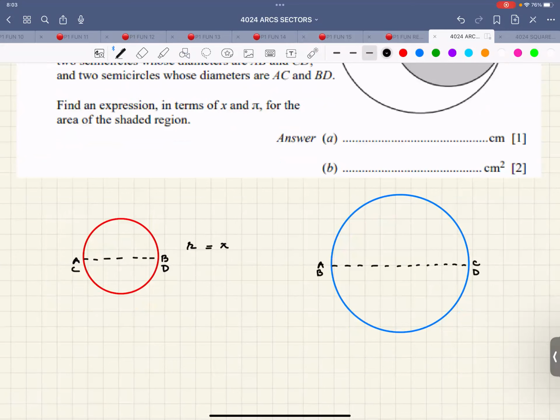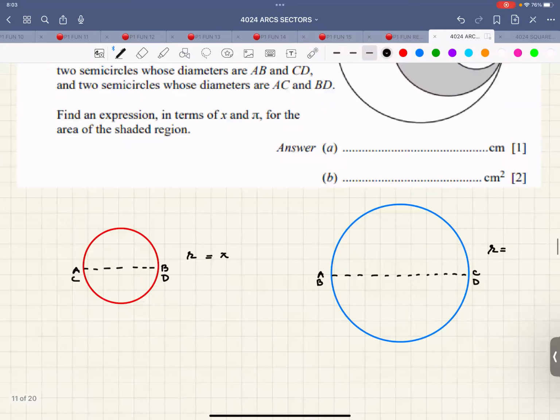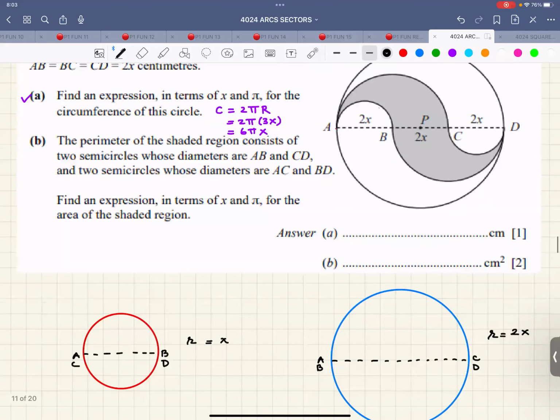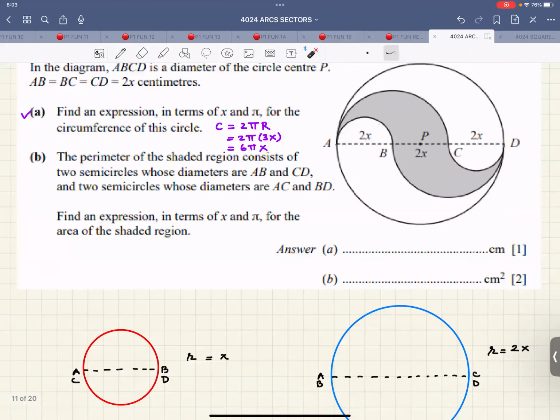I have joined it. The radius is how much? The radius is 2x. Now, what am I interested in? Find an expression in terms of x and y for the area of the shaded region. So basically, out of this, if I subtract this, I have this. That's the same thing over here. Now, if I join this, let me just draw it like this. Are you getting the idea?